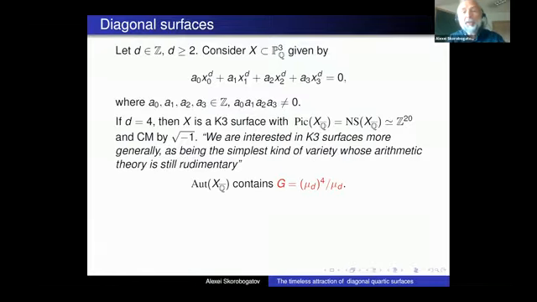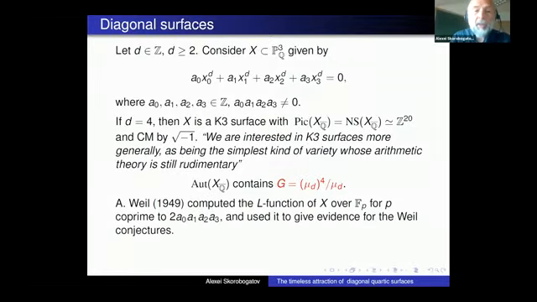And the crucial feature is, of course, the very large automorphism group that these surfaces have. We can multiply each coordinate by a root of unity. In this way, we see that the automorphism group over the algebraic closure of Q, for example, contains this group G, which we can treat as a group scheme or just as a finite abelian group.